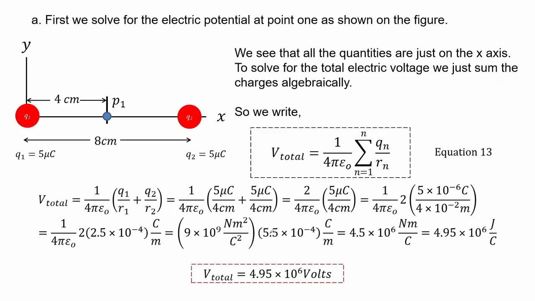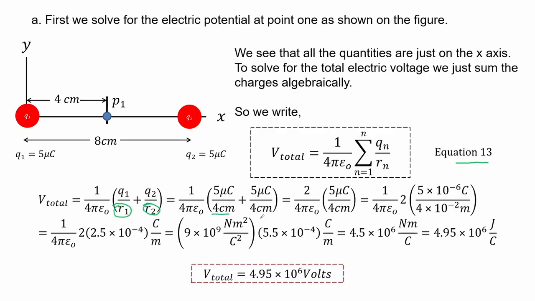Letter A. First we solve for the electric potential at point 1 as shown on the figure. We see that all the quantities are just on the x-axis. To solve for the total electric potential we just sum the charges algebraically, which means we ignore the direction since electric potential is a scalar quantity. So we write the formula and manipulate it and take into consideration the value and unit of the constants.